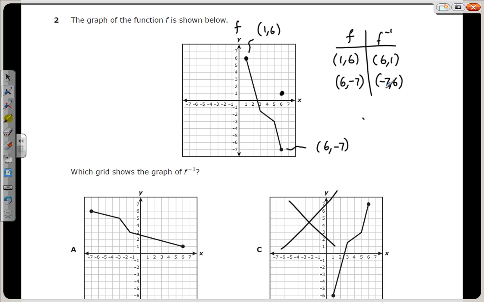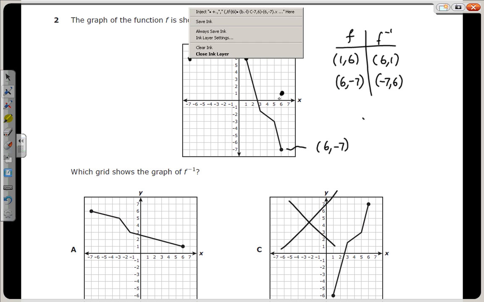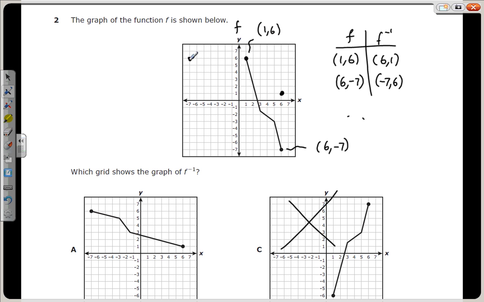And then the ending point is (-7, 6). Where is that? (-7, 6) right there. So just using these two points, this is the start and this is the end. You can clearly see that option A is automatically your answer. This approach doesn't require any fancy reflections or anything of that sort. These two points clearly show, by switching your coordinates, that the inverse of f is given by this result right here. Okay.